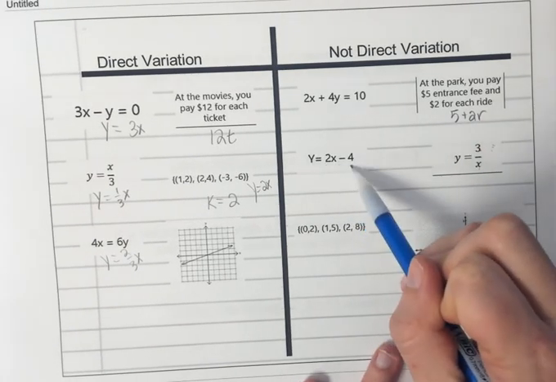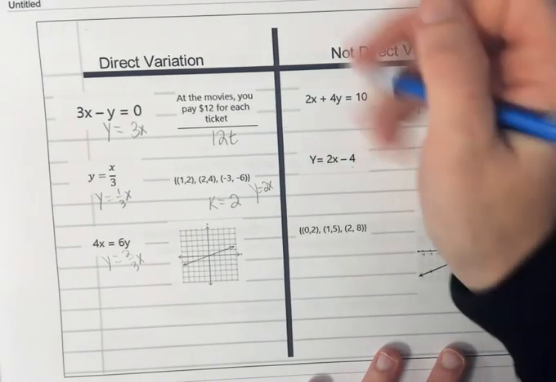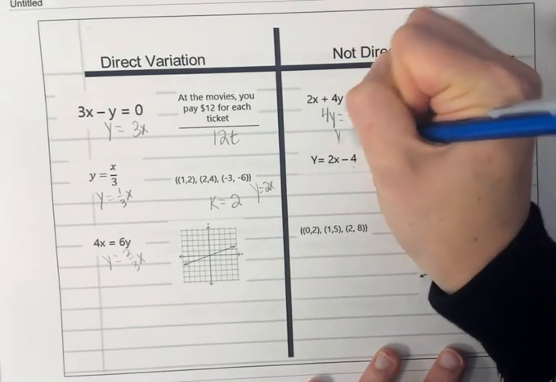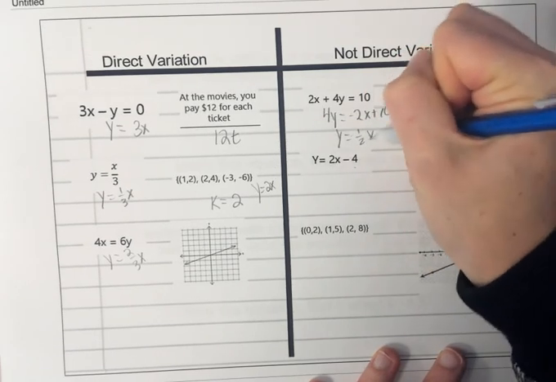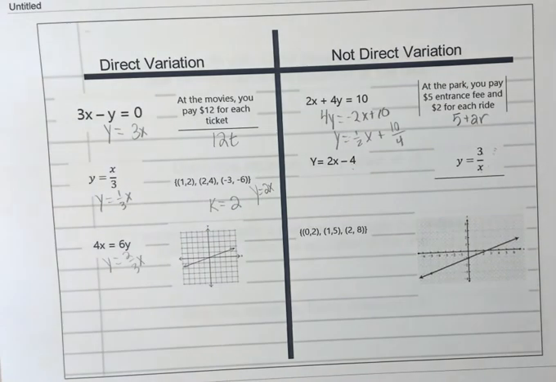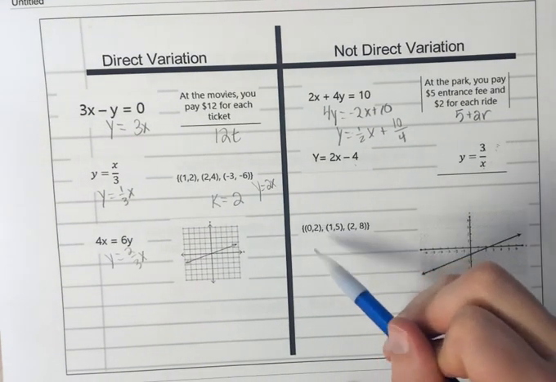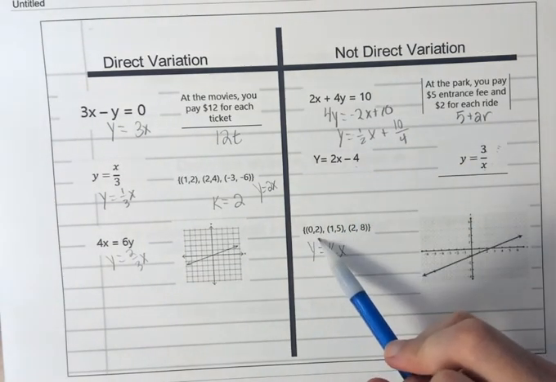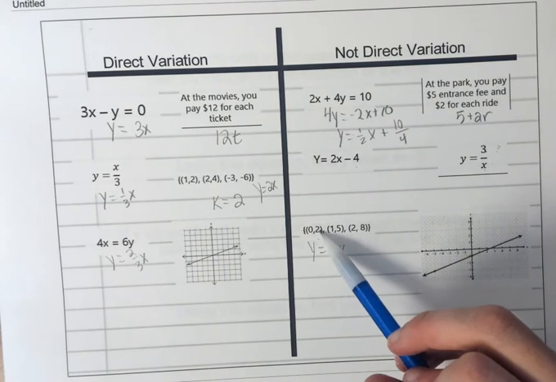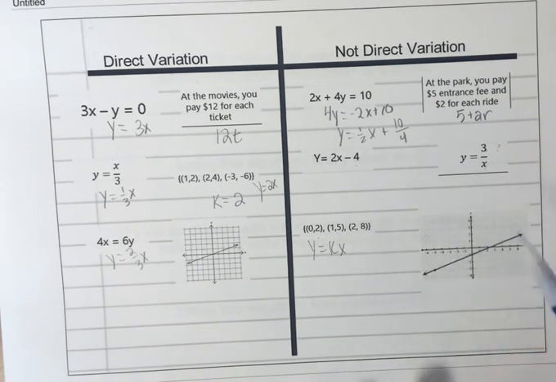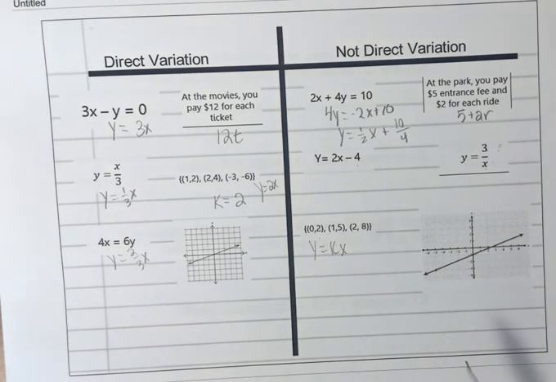This one's already solved for y, y-intercept of -4, so it can't be that. This one, if I solved it, I would get -1/2 x plus 10/4, which is definitely not, it has a y-intercept that's not 0. And then here again, if I did y equals kx, I could even tell by looking at that that's not going to work at all because each one of these is going to have a different k value. And this is a straight line that doesn't go through the origin.